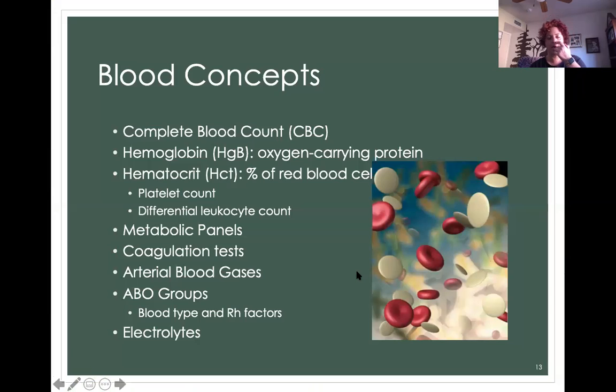Okay, so the next thing that the book talks about is blood, different types of blood tests. And we've talked about these before in A&P: the complete blood count or the CBC, hemoglobin, hematocrit, platelet count, and the leukocyte count. Metabolic panels that are looking at different chemicals in the body, coagulation tests, arterial blood gases, different blood types, and electrolytes.